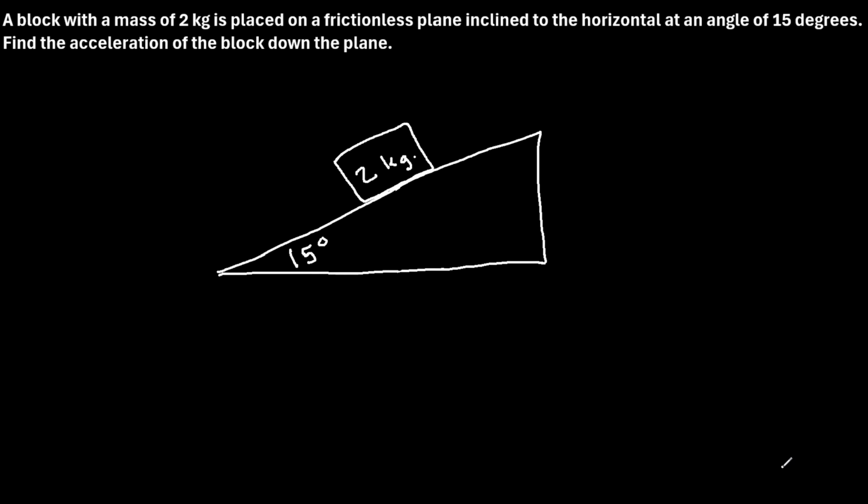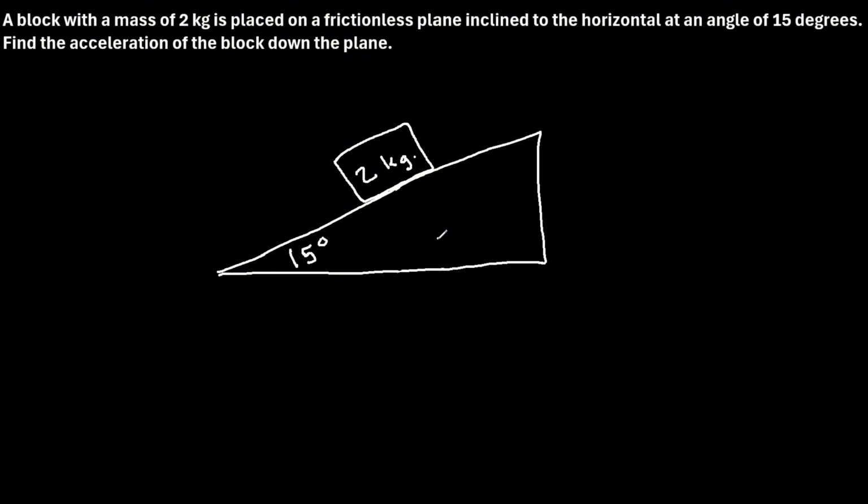In this video, we are going to walk through how to find the acceleration of a block that is placed on an inclined plane. So let's jump right into an example. This says, a block with a mass of 2 kilograms is placed on a frictionless plane, inclined to the horizontal at an angle of 15 degrees. Find the acceleration of the block down the plane.